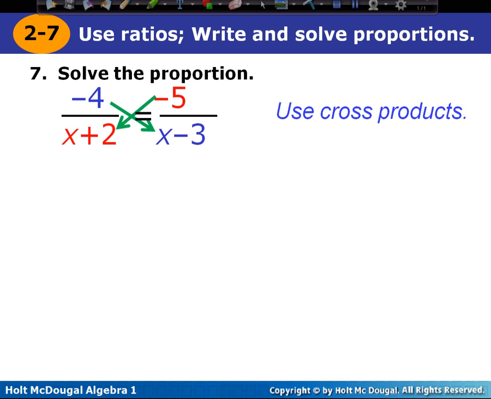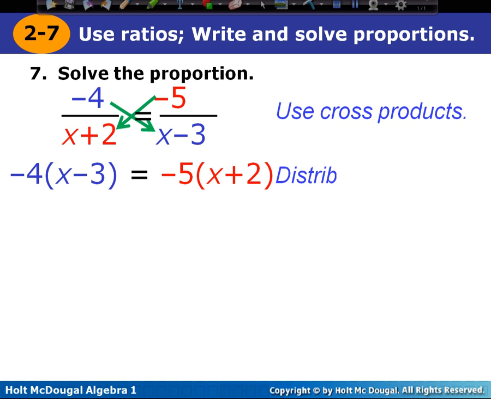Again, when you set this up, make sure that the x plus 2 is what's in your parentheses, and make sure that the x minus 3 is also what is in the parentheses, because those are where your variables are at. So negative 4, parentheses x minus 3 equals negative 5, parentheses x plus 2. Again, the x minus 3 and the x plus 2 need to be what's in parentheses for this to look right. We're going to distribute.